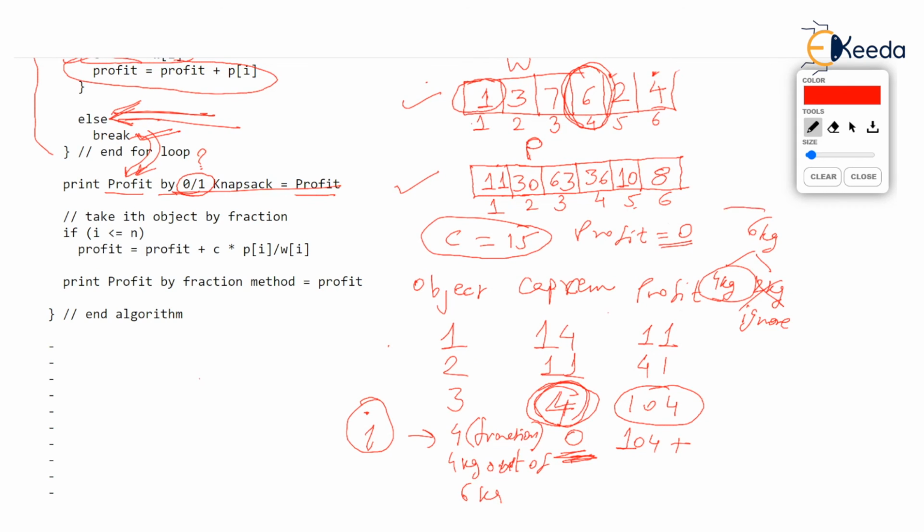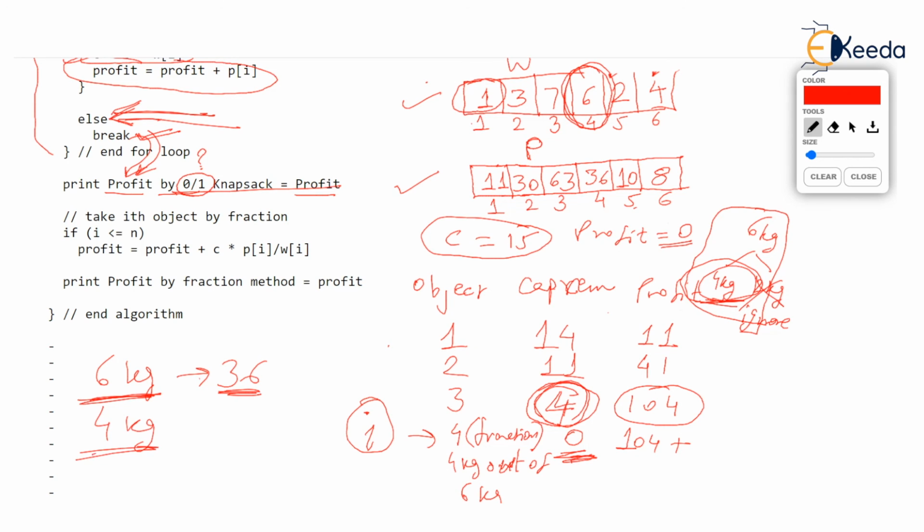Look at this data. It is 104 plus profit due to 4 kg, because instead of 6 kg you have added only 4 kg. So what is the profit? It is a simple ratio, isn't it? If you add 6 kg of the fourth object, the complete object, you get the profit of 36. It's given in the data. What will be the profit if you add only 4 kg instead of 6 kg?